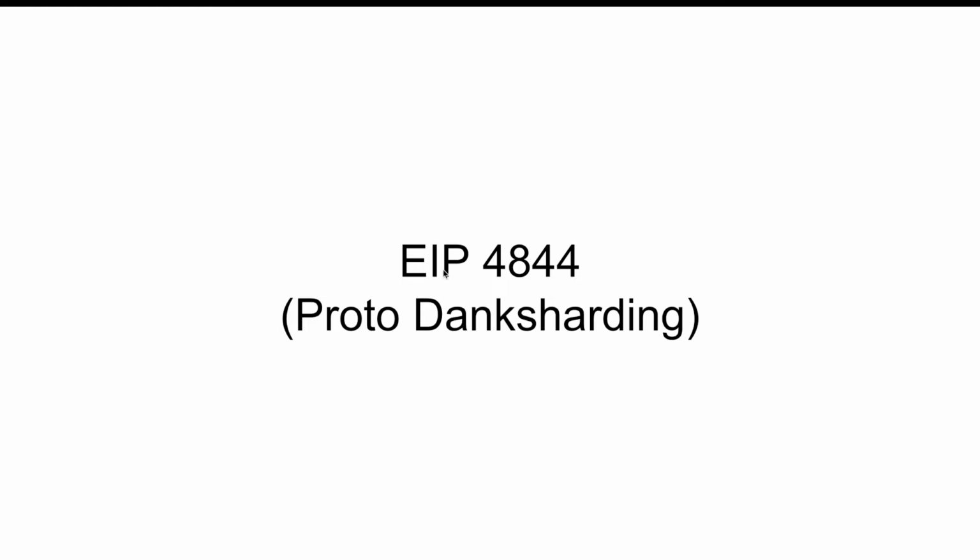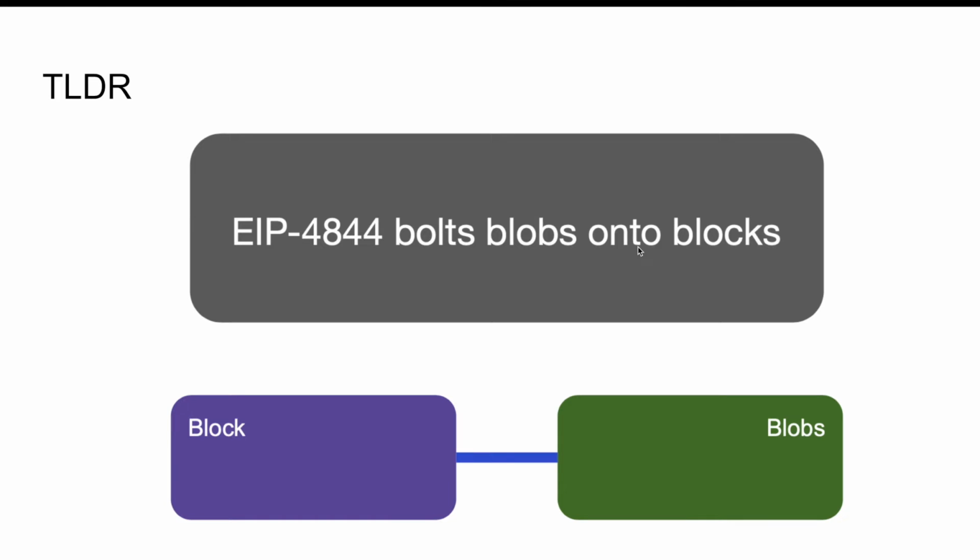Okay, so more about EIP 4844 or proto-danksharding. In short, what EIP 4844 does is that it bolts blobs onto blocks. So what does it mean? Currently, the blocks in Ethereum store the transactions and state roots and other things. Blobs are like separate data which are bolted onto the blocks. And why is it kept separately? That is to ensure that we can delete the blobs later on in the future if we need to.